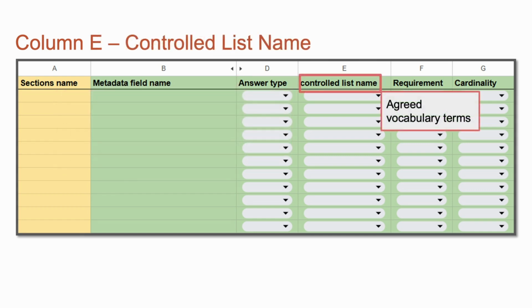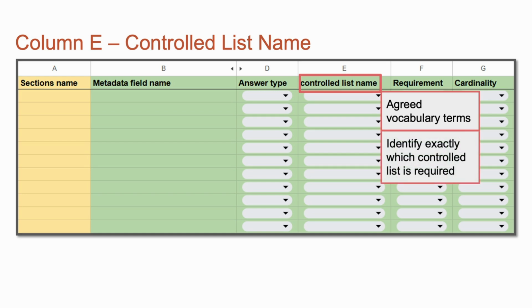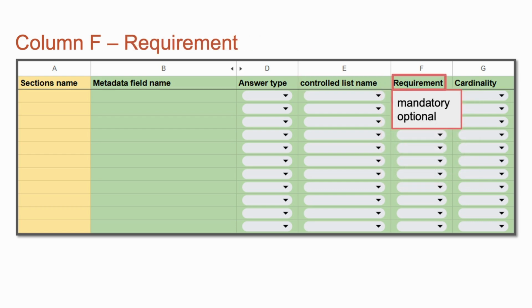When we select controlled list as our answer type in column D, we must be specific about our source. In column E, we identify exactly which controlled list is required for that field. We provide the URI for that vocabulary where the terms we want to use are defined in a dedicated tab of this sheet.